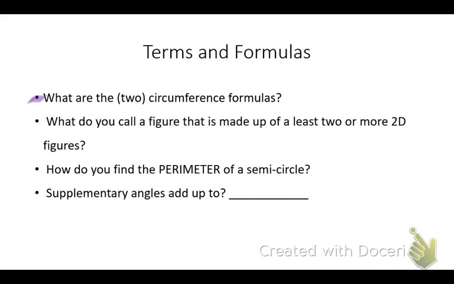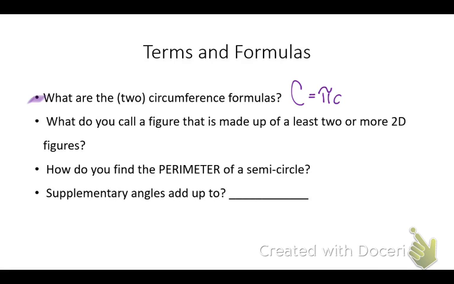Like, what are the two formulas to find circumference? All right, so you're writing down your answers. We're using our desk today as kind of a review tool. What are the two formulas to find circumference? Genevieve, can you give me one? C equals pi d. Perfect.